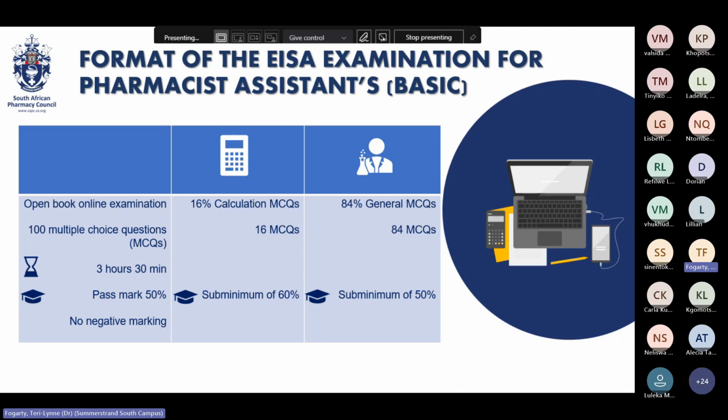Okay. So the exam, the 100 multiple choice questions, is split into 2 sections or 2 categories. One is calculation questions and the second is general questions. 16% of the paper are calculations, and so that translates to 16 questions. The significant thing that you need to know about the calculation section is that it has its own pass mark requirement. It requires you to get a sub-minimum of 60%. And then the general section is 84%, which is also 84 questions, and the sub-minimum there is to get 50%.